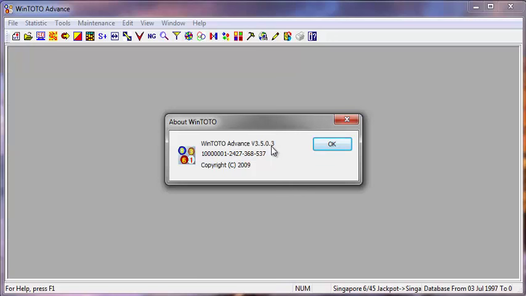In other words, if you have a WinToto Advance with you, I encourage you to take a close look at what version number you are on right now. I strongly encourage that if you find your WinToto Advance is not on this latest version, I urge you to upgrade. This is a very important note.